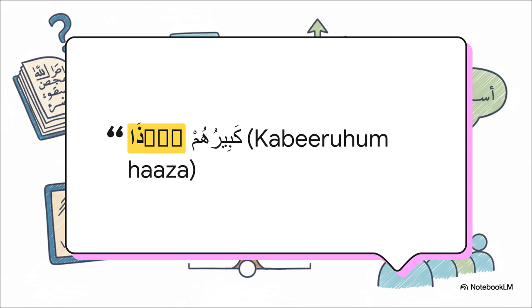Kabiruhum haza. Now, the core phrase here is kabiruhum, which means their leader. And the pronoun haza comes right after it. So, based on what we've just learned, which rule applies here? And what does it mean?